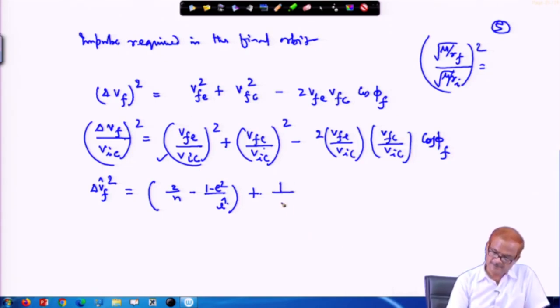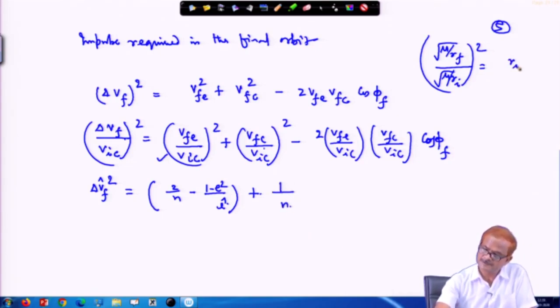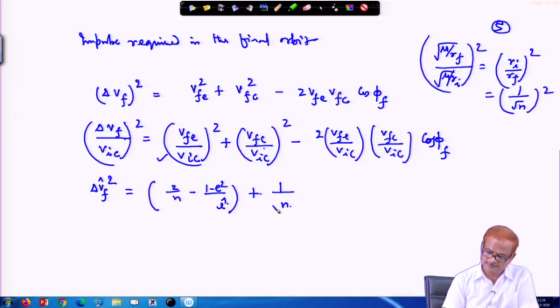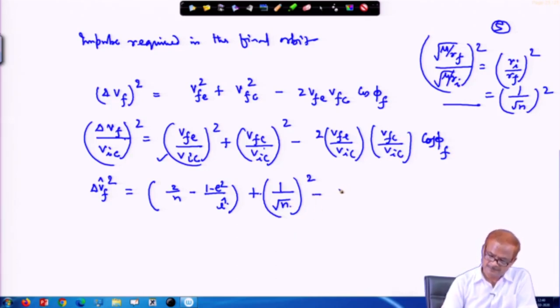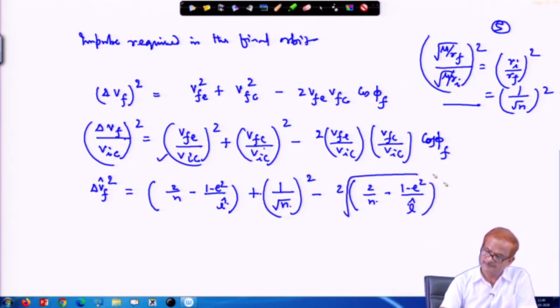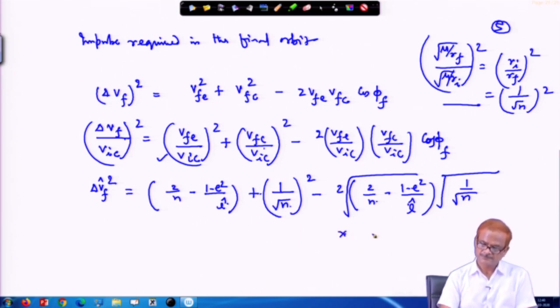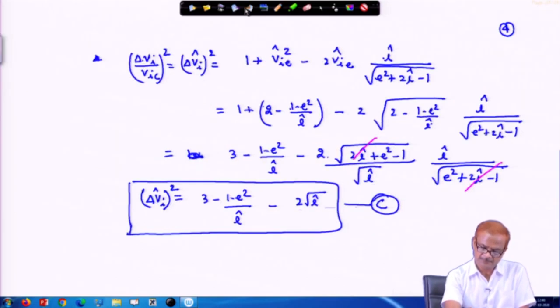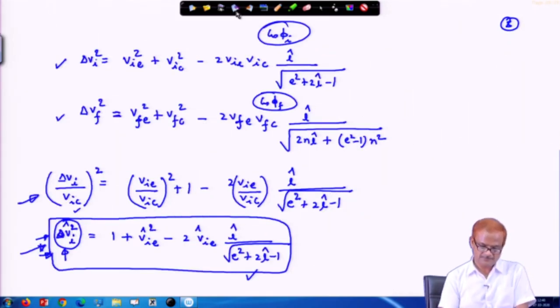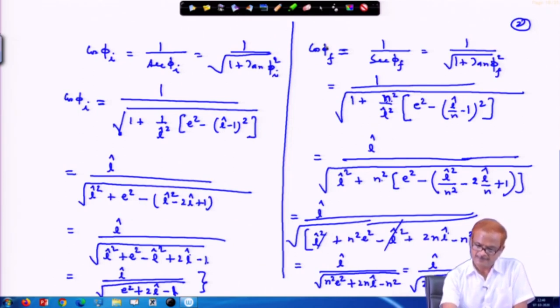So, from here we get 1 by, and from there then we wrote this as R I by R F square, or 1 by under root n square. So, 1 by under root n square, this we have done earlier, and same thing we have to insert here: 2 divided by n minus 1 minus d square by L cap under root, times 1 by n cap under root, and multiplied by cos phi f. So, cos phi f we have to pick up from the previous derivation, cos phi f we have done here.